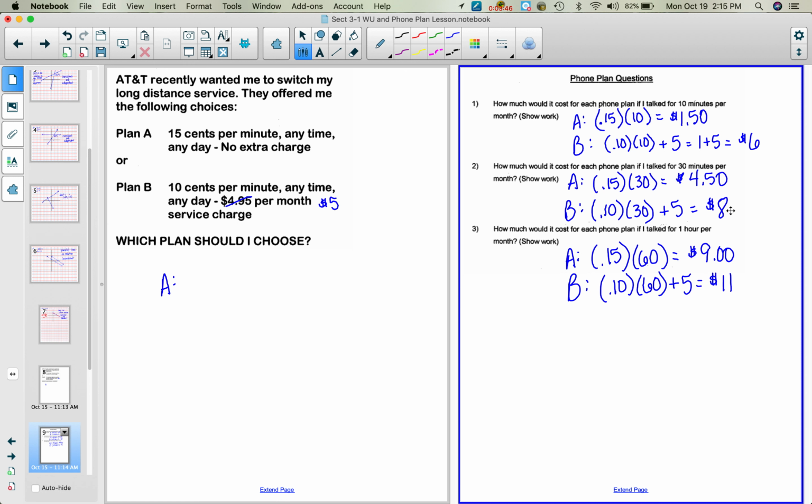Okay, so the more I talk, it would appear that at some point, Plan A is going to catch up to Plan B and maybe even start costing more. So then the question is, where does that happen? And this kind of problem you can do for anything that has a different rate of change. You can look and see which is a better deal.